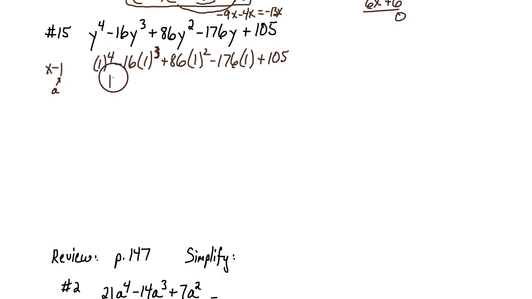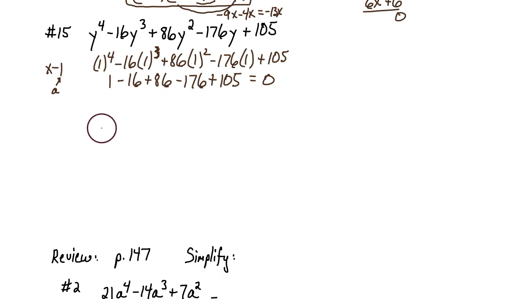1 to the 4th is 1. 1 to the 3rd is 1, and 16 times 1 is a 16. 1 squared is 1, and 86 times 1 is a positive 86. 176 times 1 is a 176, and on the end, plus 105. Let's take a calculator and add all this up and see what it makes. It makes 0, which is excellent, because now we know that x minus 1 is a factor.